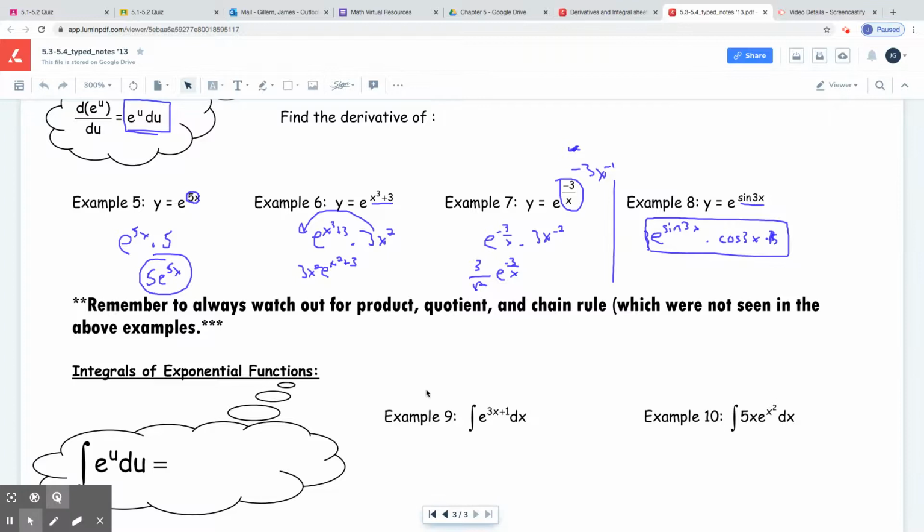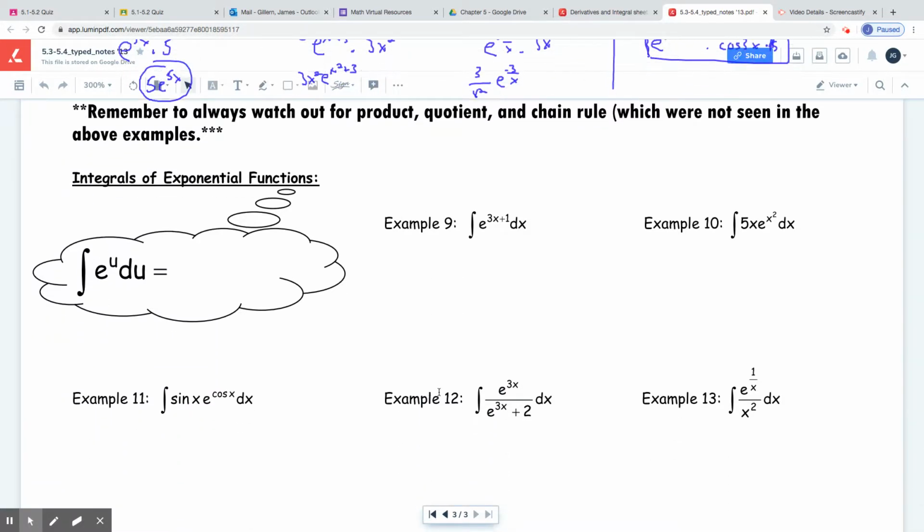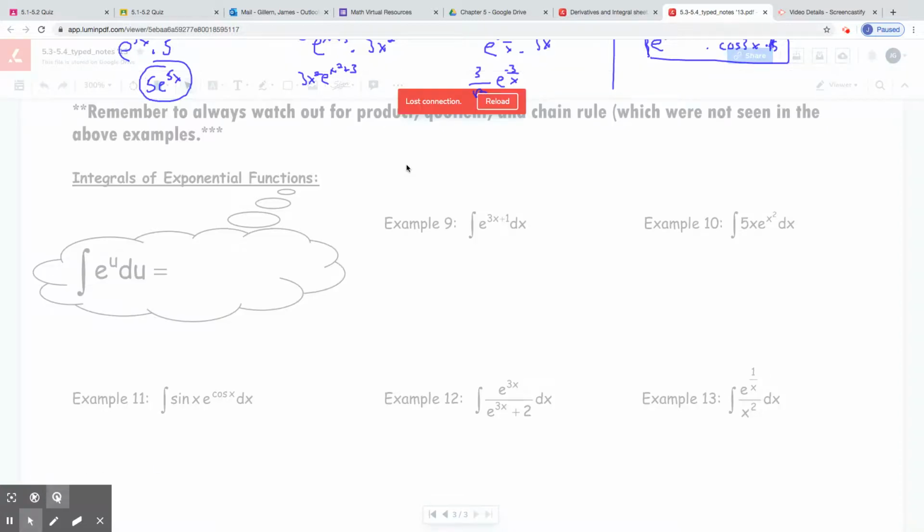Now, for the integrals of this stuff, it just gives us another thing. If you see e in the problem, that's something you can make u.